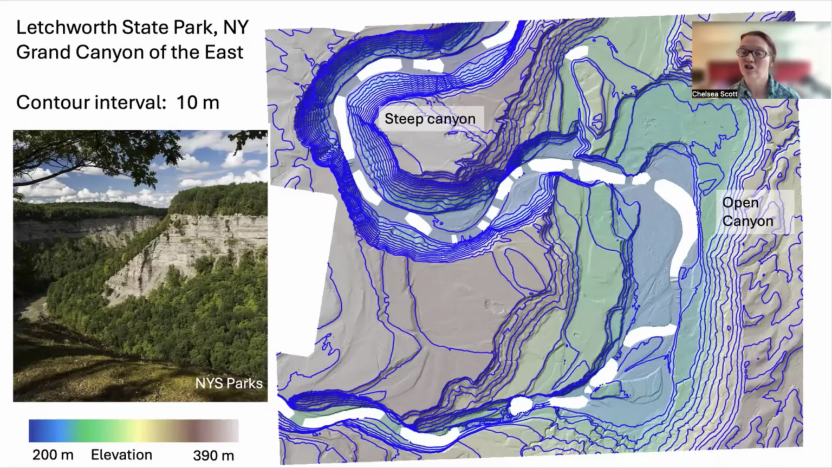Now we can learn a lot about the structure of the canyon from the topographic contours. So here we can see that the contour lines are very close. So there's not that much distance between each blue line. And here they're fairly close, but maybe not quite as close as on this side of the canyon. And that is in stark contrast to this side, where we see a much more open canyon. And we can see that by the much larger distances between the topographic contour lines.